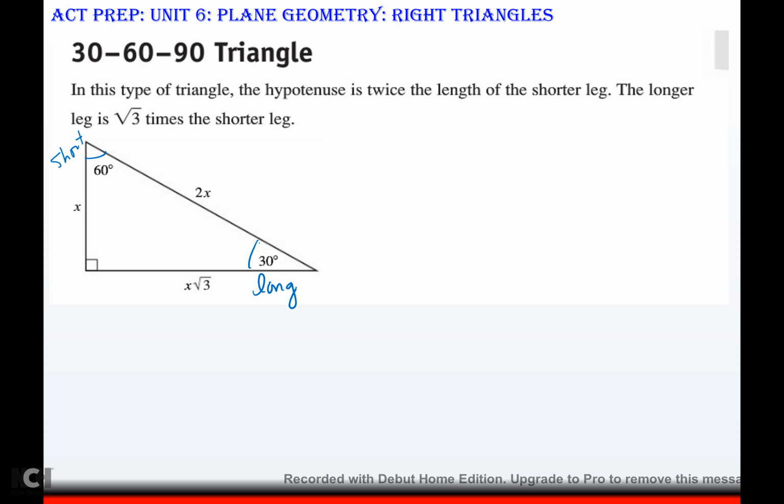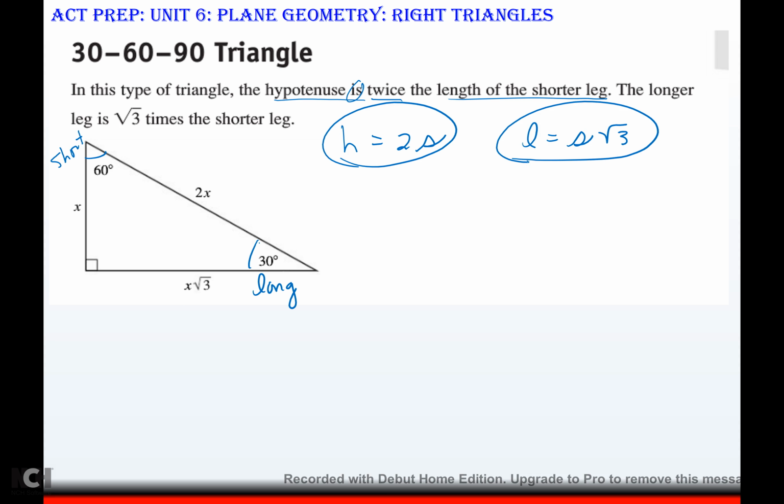And the relationship is, the hypotenuse is twice the length of the shorter leg. Let's use S for short leg. And the longer leg, let's call that L for longer leg, is the square root of 3 times the shorter leg. So I would take the shorter leg times the square root of 3. So you need to memorize these two relationships for a 30, 60, 90 triangle.